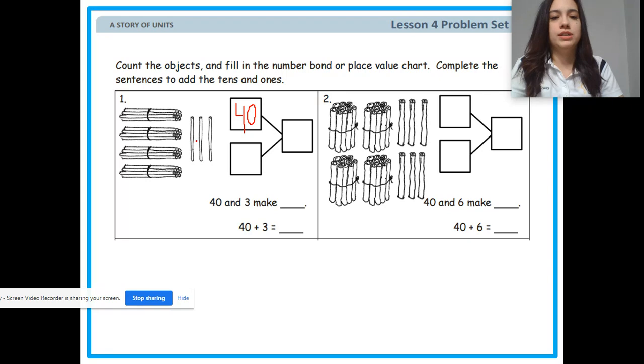And how many ones do we have? Let's count. 1, 2, 3. So I write, you write. So 40 and 3 make what number, boys and girls? Get ready? Yes, 43. I write, you write.